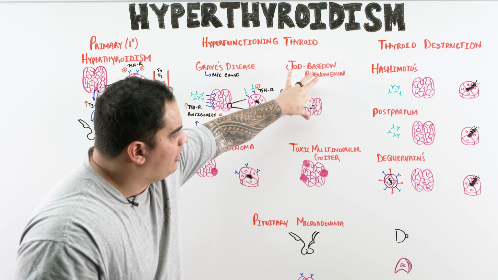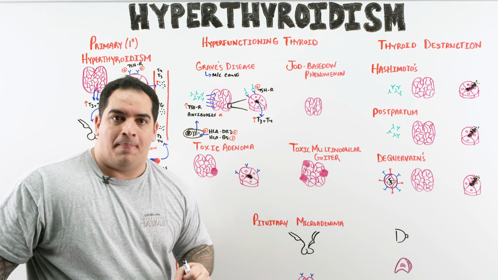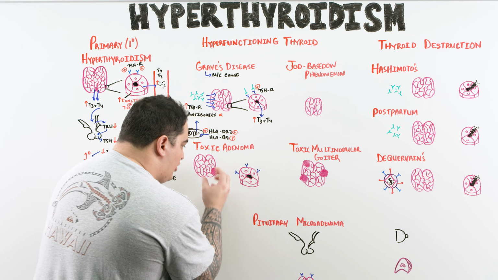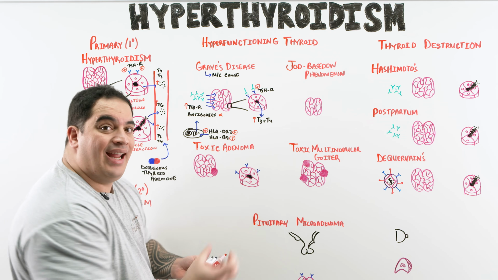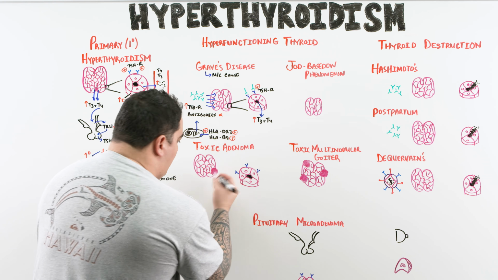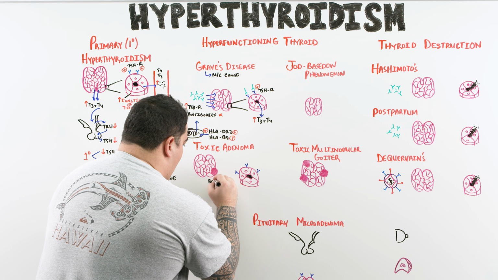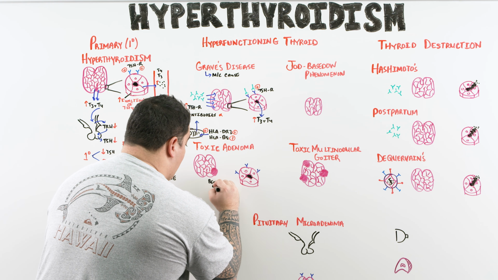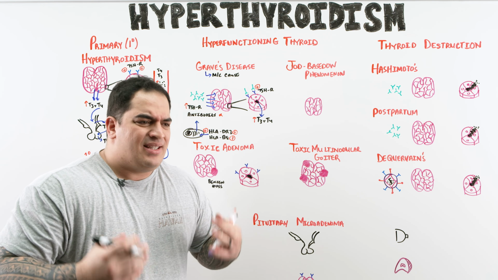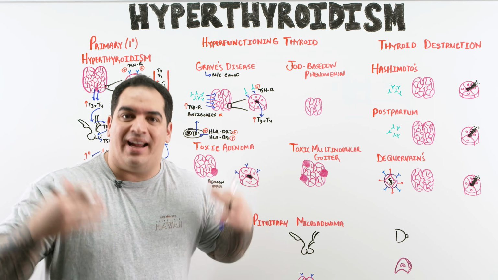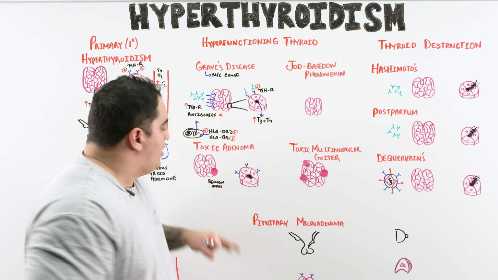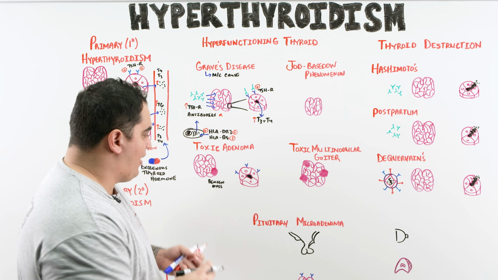We're going to come back to this in a little bit. Let's talk about toxic adenoma. Toxic adenoma is when you have literally one chunk of follicular tissue. It's not a cancerous mass, it's a benign mass. That's really important. Usually thyroid cancer is not secretory; in other words, it doesn't really make thyroid hormone. So this is a benign mass we refer to as an adenoma.